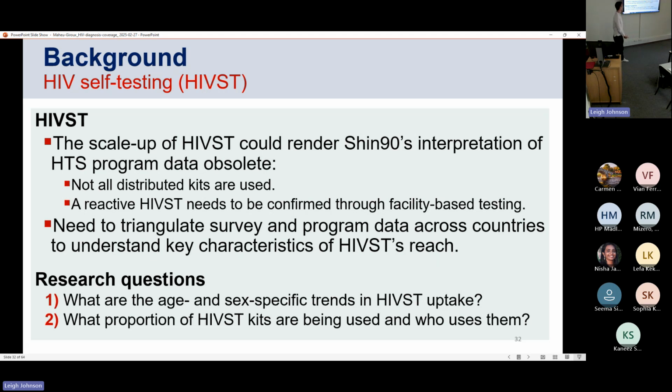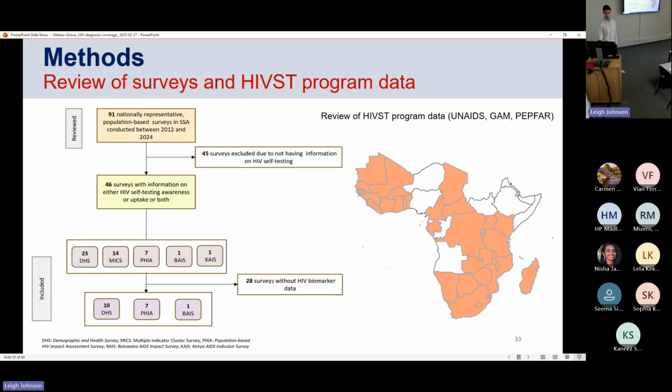So here we wanted to triangulate survey and program data across countries to understand the key characteristics of HIV self-testing. And the question that we have is: what are the age and sex-specific trends in the uptake of HIV self-tests, what proportion of HIV self-tests are being used, and who uses them, using broad demographic categories?